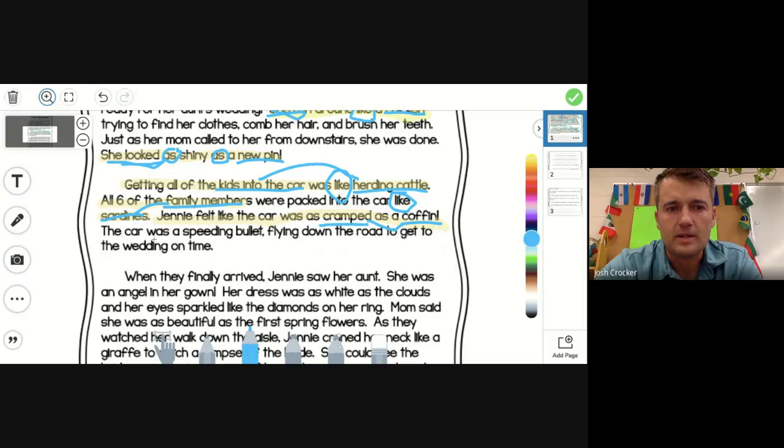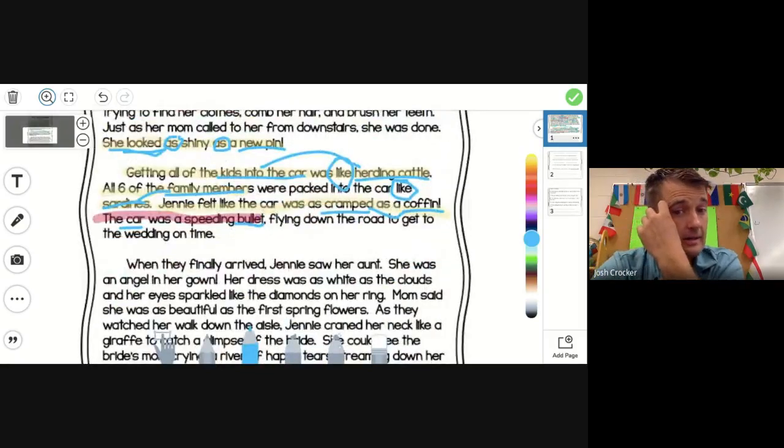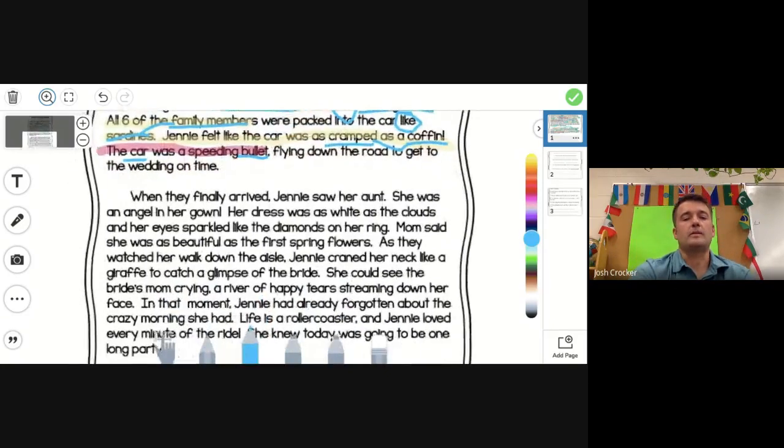The car was a speeding bullet. Okay. I'm comparing the car to a bullet. Did I say like or as? No, I just said was. Car being compared to bullet, and I'm just saying that it is a bullet. So that is another metaphor because no like or as. Flying down the road to get to the wedding on time. Okay.